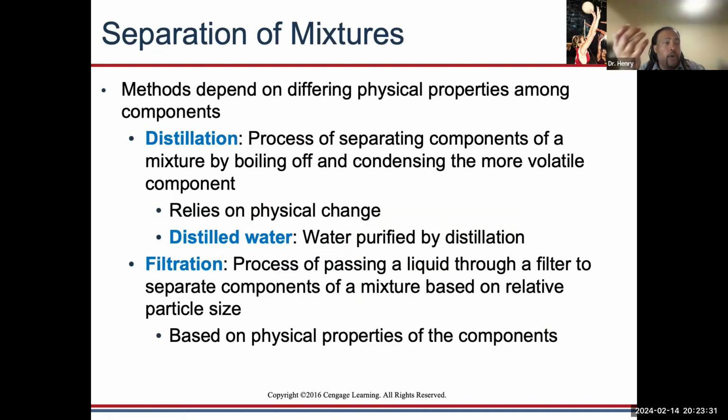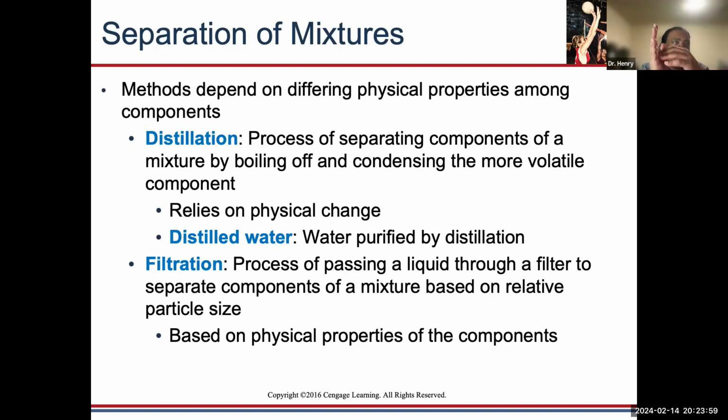So some modes of separation of mixtures, one of the major modes is distillation. Distillation is separating mixtures based upon their boiling and condensation. So different compounds boil at different temperatures. And so things will boil off at a lower temperature compared to other temperatures. So for instance, alcohol and water.